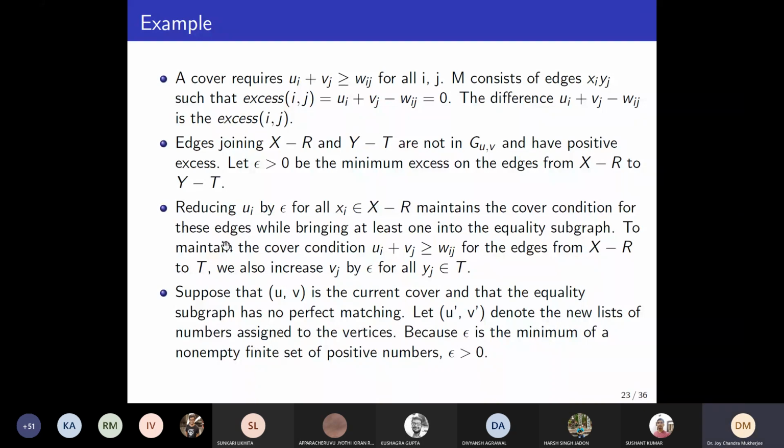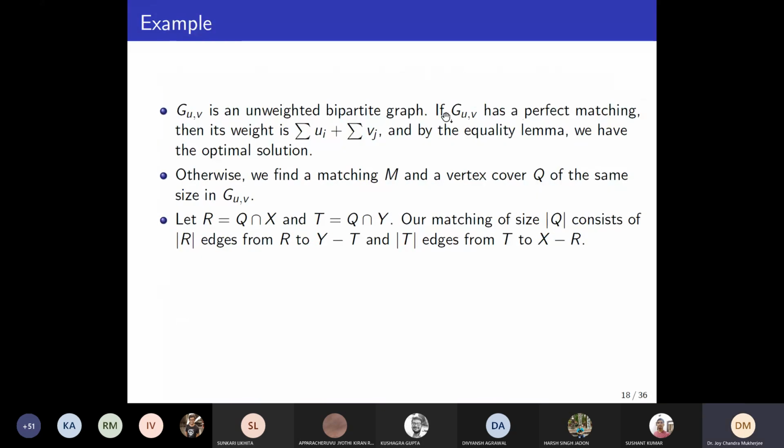So basically we read these lines. Edges joining x minus, so basically in the earlier slide, if it is a perfect matching we will stop. If it is not a perfect matching, we get a maximum matching, and we know that the maximum matching is equal to the minimum vertex cover.